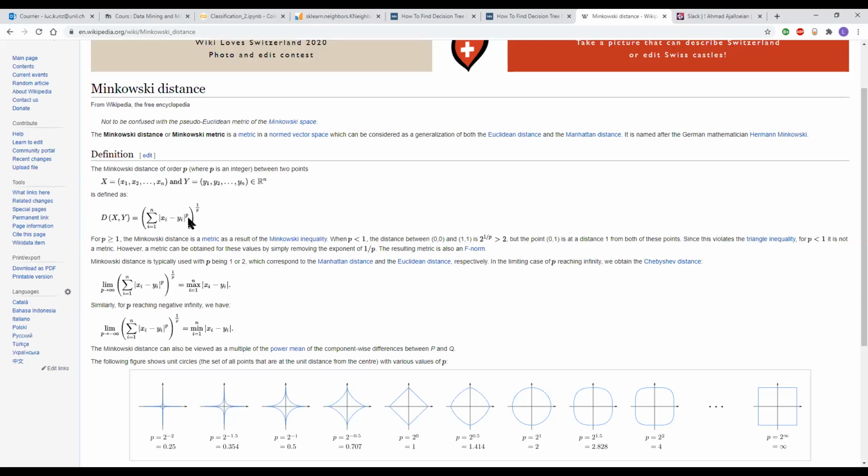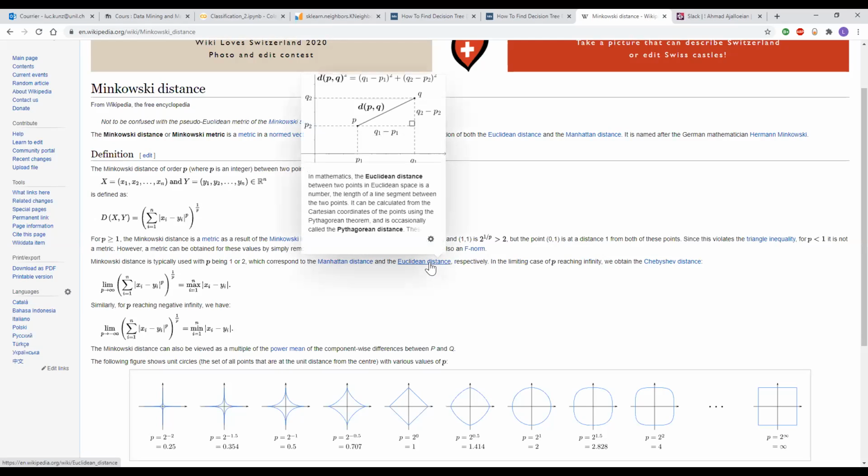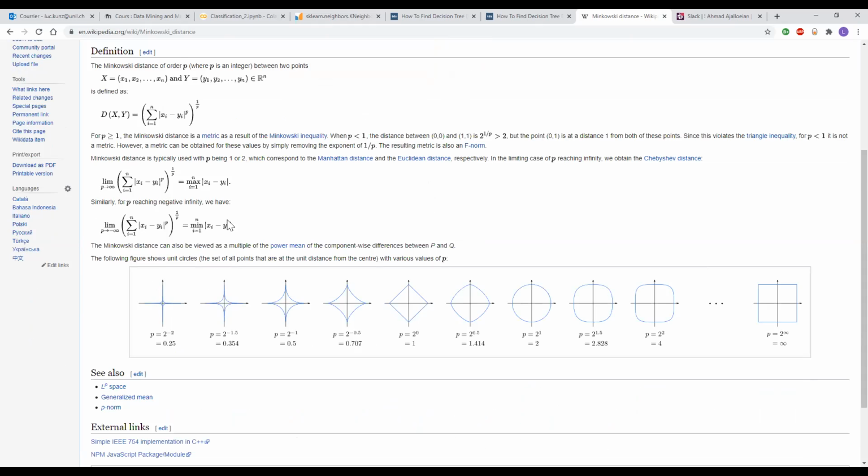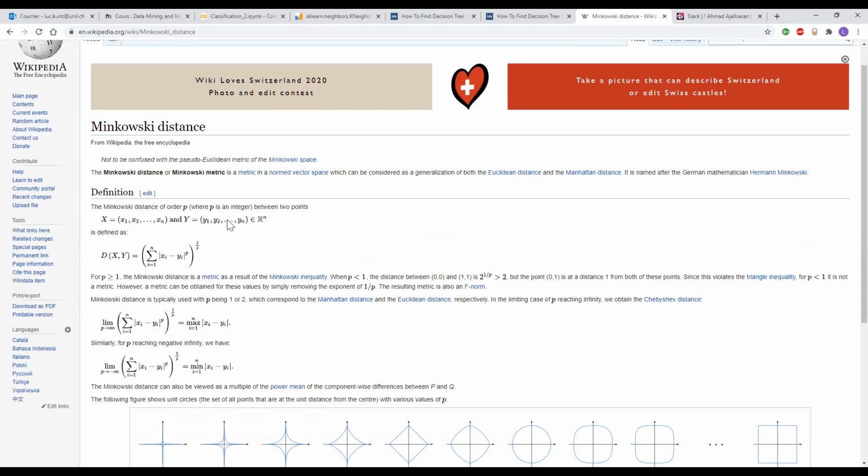So the sum of absolute values, because the power of 1 and 1 over 1 changes nothing. And if p equals 2, we have the Euclidean distance as written here, the square root of the sum of the squares. But you can specify any p you want, and this is the basic distance measure in this case.